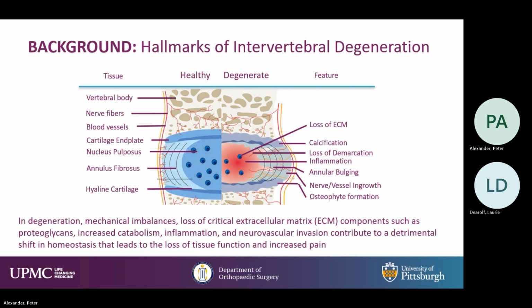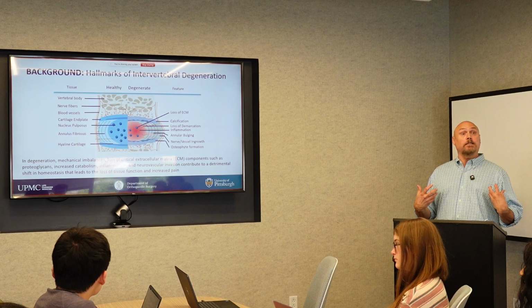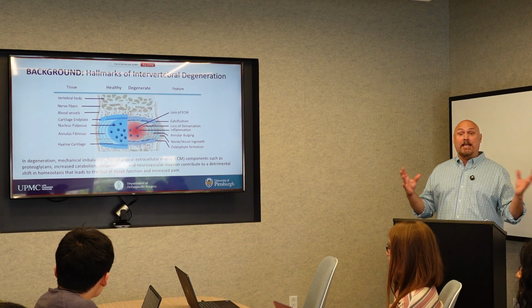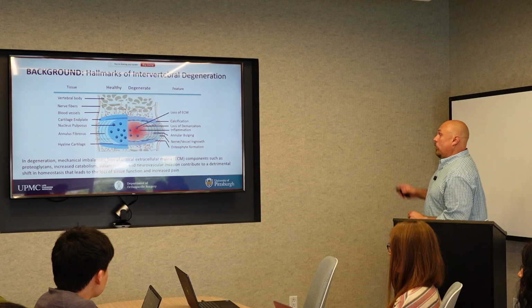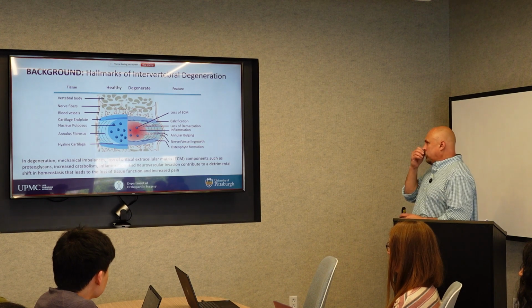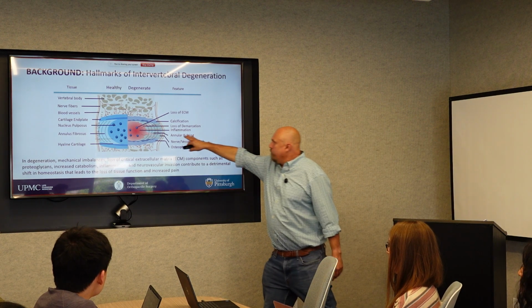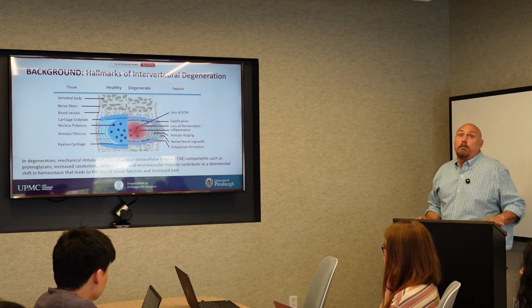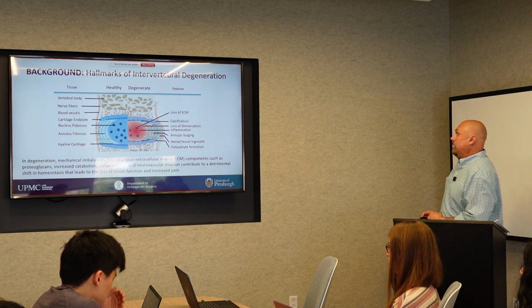It increases metabolic activity. These are enzymes that ordinarily are used in your body to remodel your tissues so that you can adapt to the forces that are present in your body. But here they go kind of haywire and break down the tissue too much, and it can never really recover. Also neurovascular invasion, so nerves and blood vessels start coming in via the annulus fibrosus. And this contributes a lot to the pain that you might be feeling in this disease.